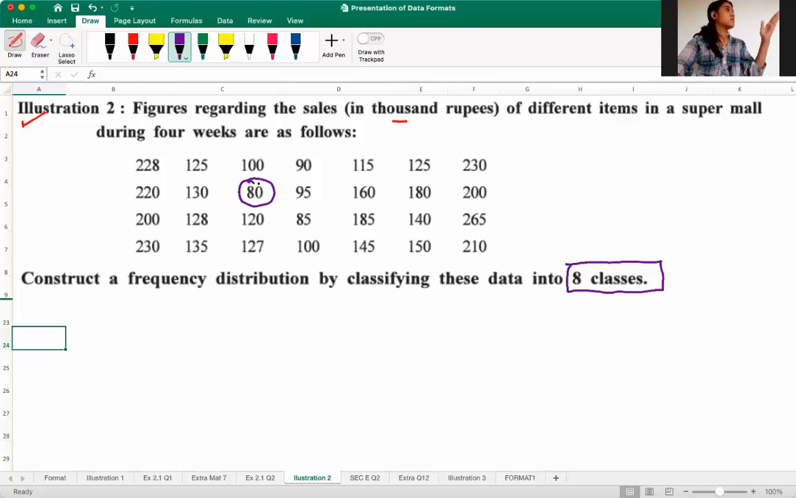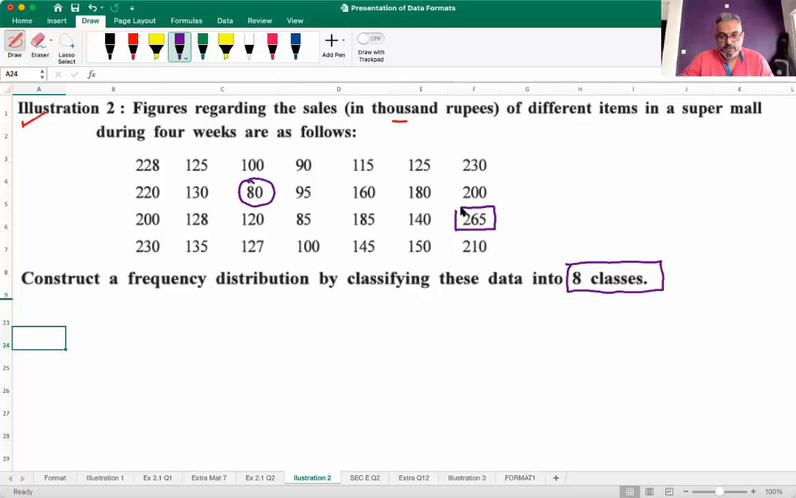Now, which is the maximum? 265. 265 is the maximum. Okay, so make a box or a circle.